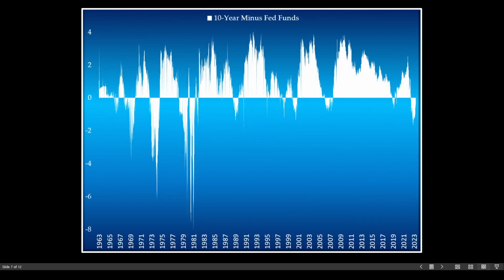Now, this chart goes all the way back to 1963. This shows us very simply the spread, 10-year bond minus federal funds rate.